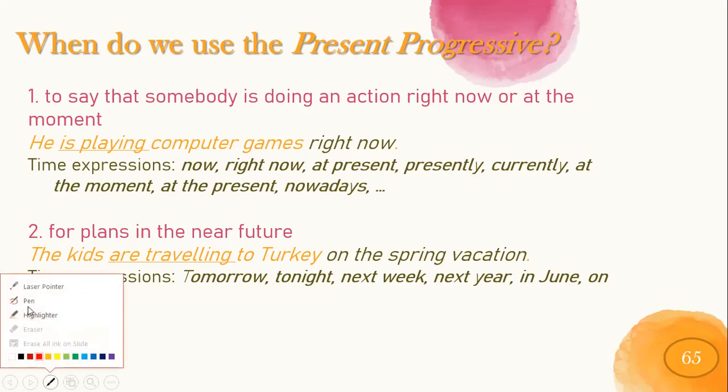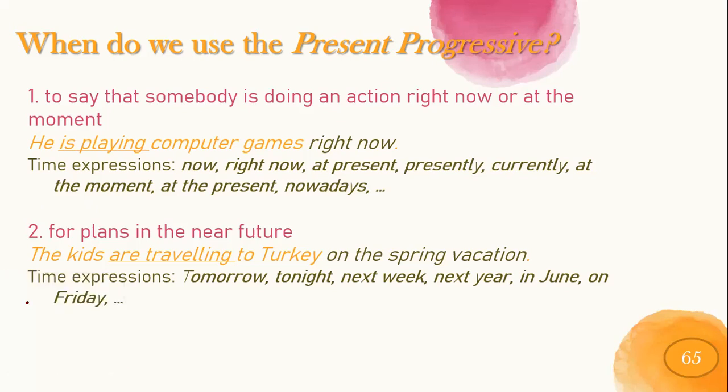Where is the verb in the first sentence? Is playing. Notice something. What do I have here? I have two words: is and playing.